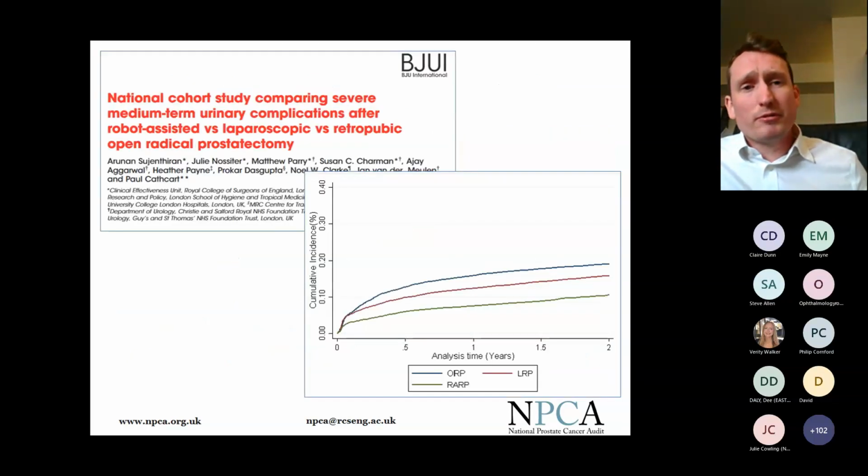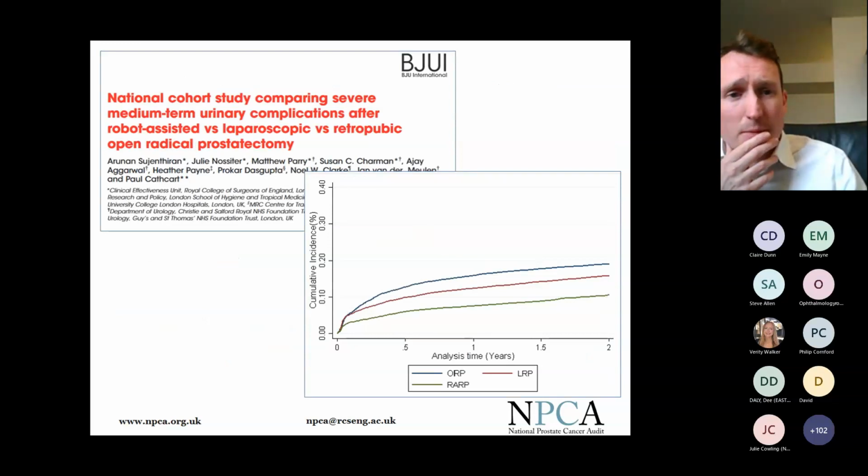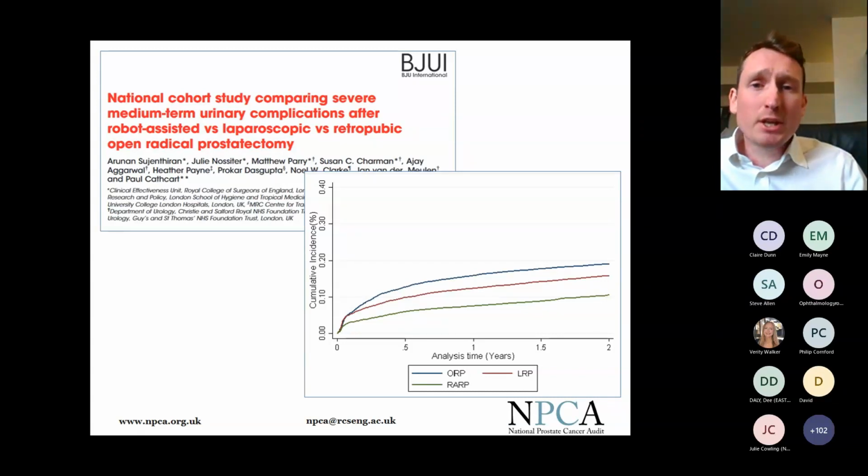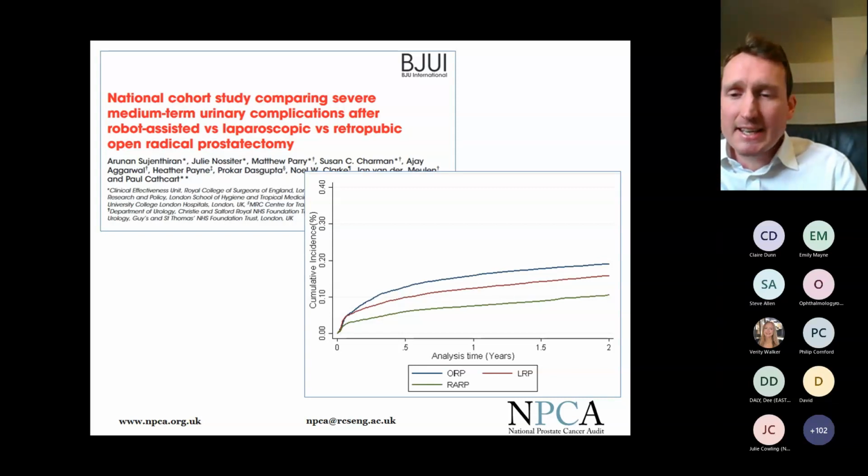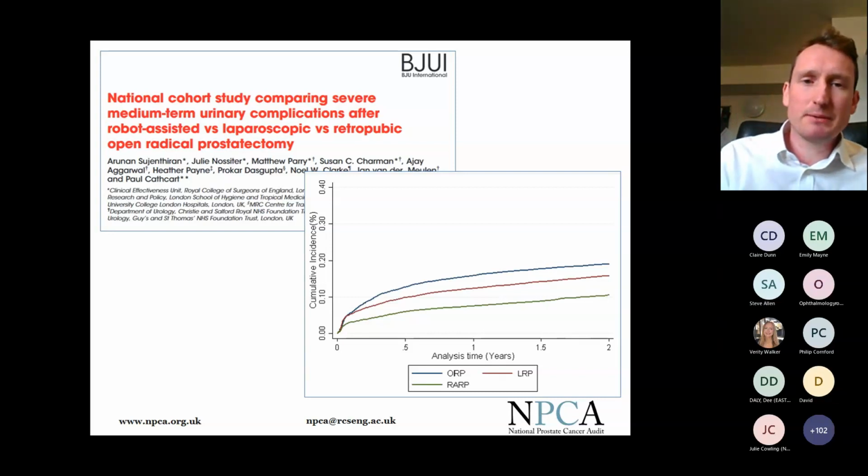This is one of the first papers that we did. This is by Aaron. Like I said before, he was the fellow who predated myself. Using those genitourinary complication indicators, we were able to compare the different modalities of surgical practice. We were able to show that there was a statistically significant difference in treatment modality, a difference between robotic assisted, laparoscopic assisted, and open radical prostatectomy.